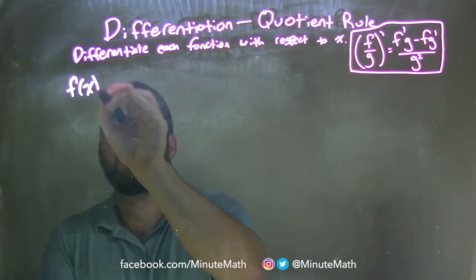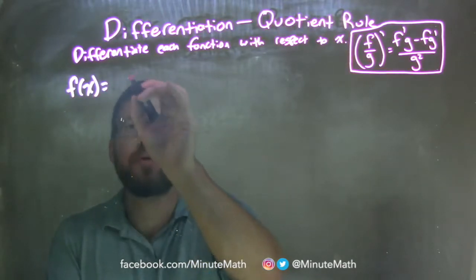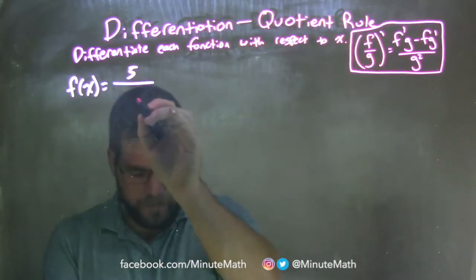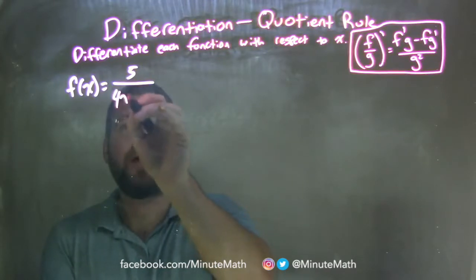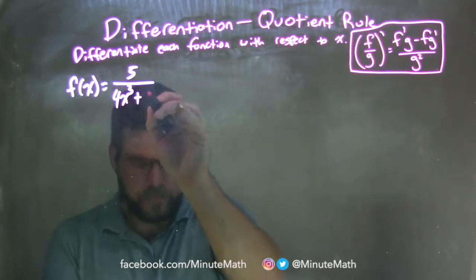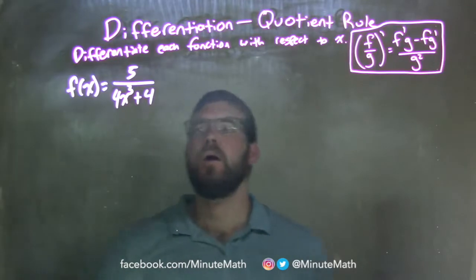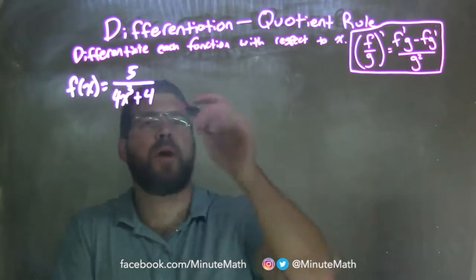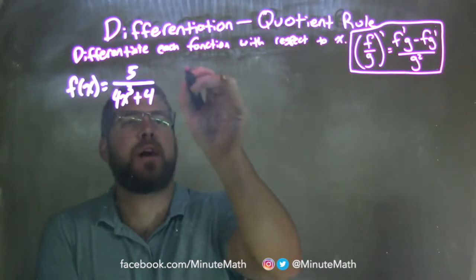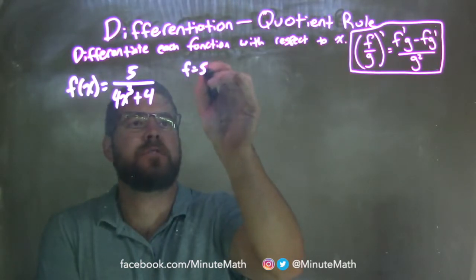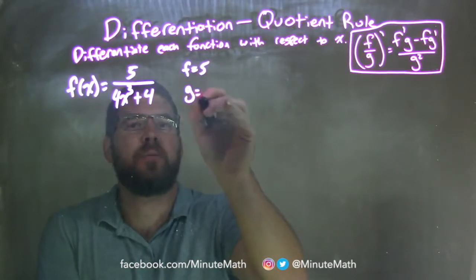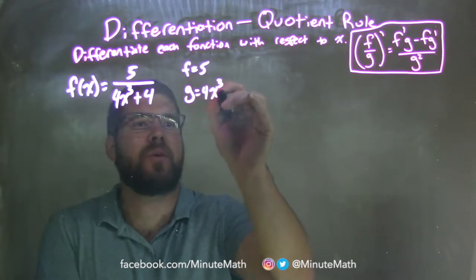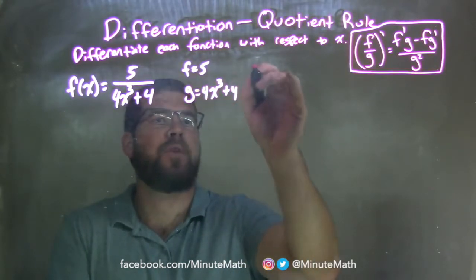f of x is equal to 5 over 4x to the 3rd plus 4. Okay? Well, since I have a quotient function here, a function divided by a function, I'm going to apply the quotient rule. So I'm going to label the top part, the numerator, f, which is 5 here, and my denominator, g, which is 4x to the 3rd plus 4. Then I'm going to find f prime.